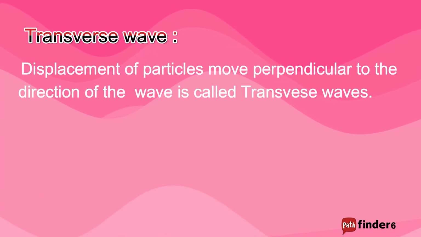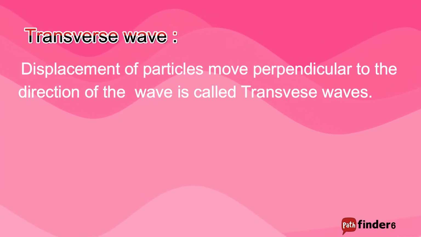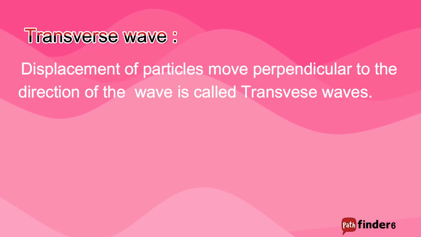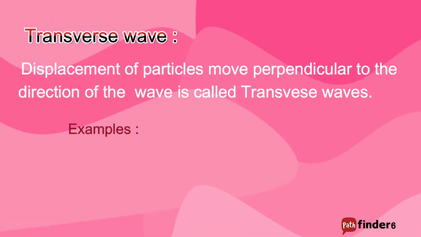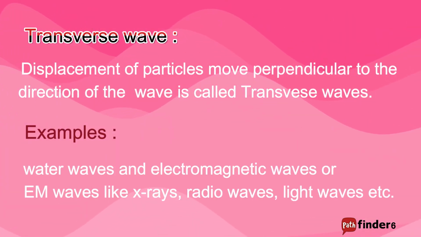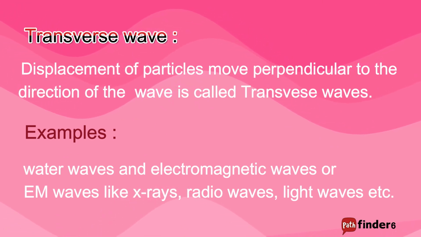Definition of transverse wave. Displacement of particles perpendicular to the direction of the propagation of the wave is called transverse waves. Examples of transverse waves are water waves and electromagnetic waves, or EM waves, like X-rays, radio waves, and light waves.